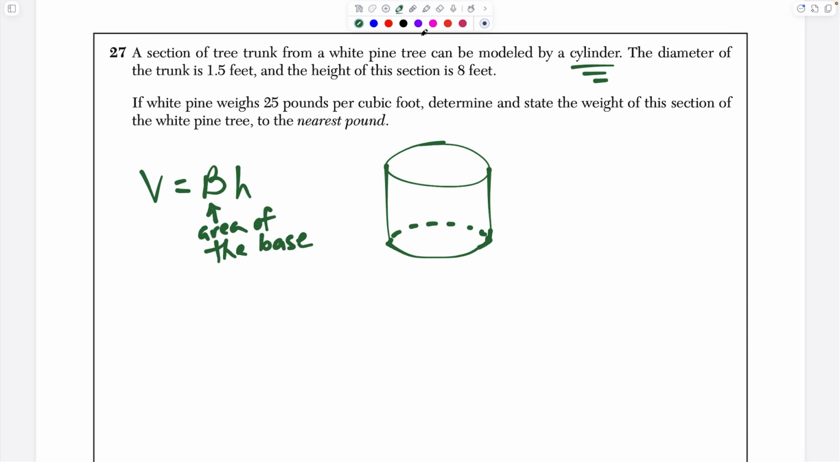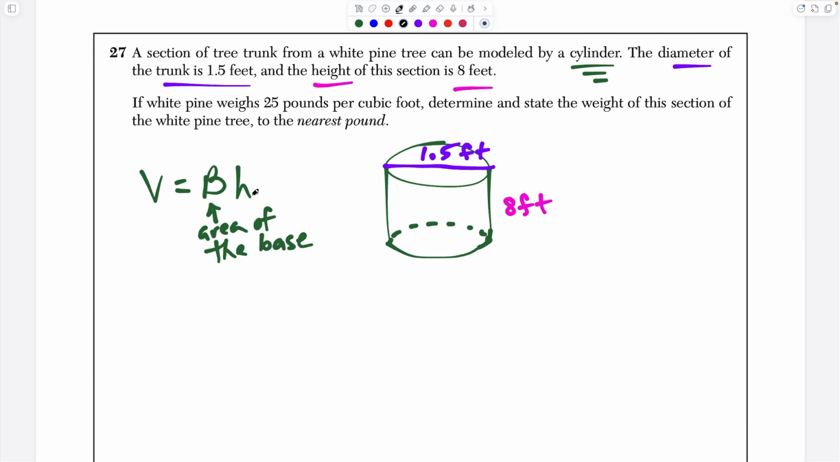Now, they told us the diameter, so the diameter of the trunk is 1.5 feet. So that means the distance going all the way across is 1.5 feet. And they told us the height is 8 feet. Okay, so the height is 8 feet, and that's going this way. I didn't draw this to scale, but that's what's going on here in this question.